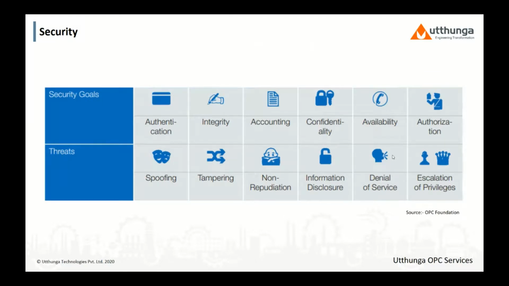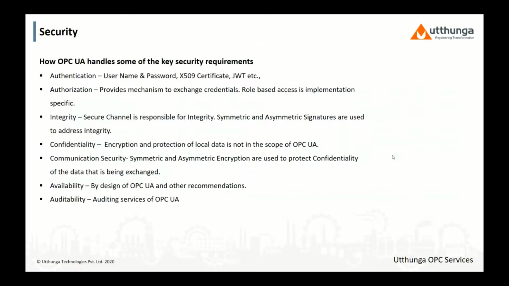So for each of these security goals, there are specific security threats. So we'll see how OPC UA handles these specific security goals. Authentication related, it handles by providing username, password, and X509 certificate based, JSON Web Token, etc. Authorization related, it provides a mechanism to exchange credentials. So based on that role, how much or what level of your information model you are exposing, or you are allowing them to view or edit or read. So that is application and implementation specific.